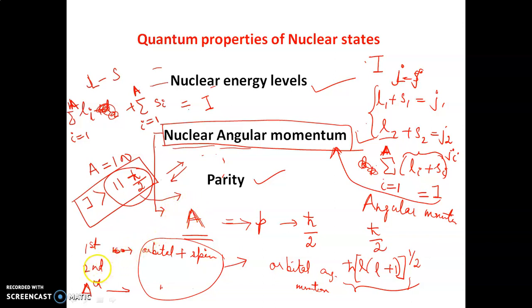And it is found that in the case of even A and odd A, there is a difference between the nuclear angular momentum. So all odd A nuclei have half integral nuclear spins lying between h cross by 2 and 11 h cross by 2. And all even A nuclei will have integral nuclear spin, other than 0.